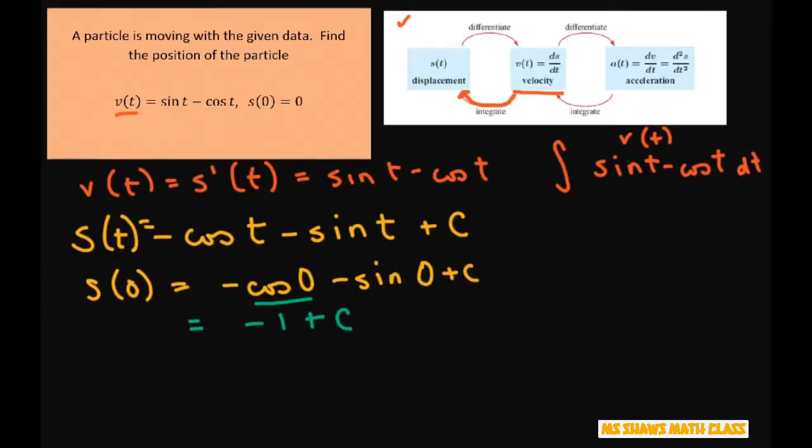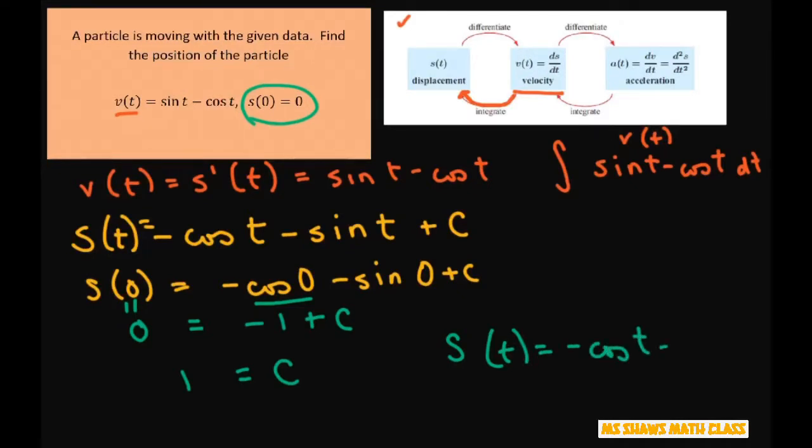equals s of 0. We know s of 0 equals 0. So solving for c, we get c equals 1. So the position or displacement is s of t equals negative cosine of t minus sine of t plus 1. And that's it.